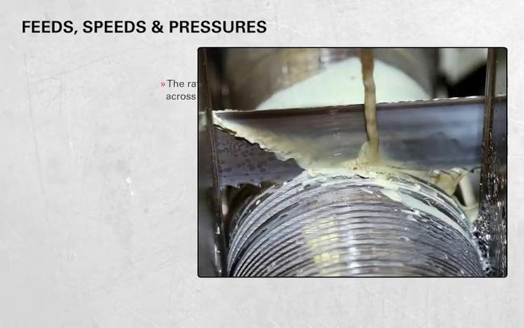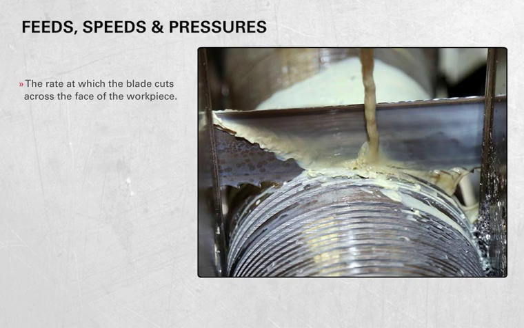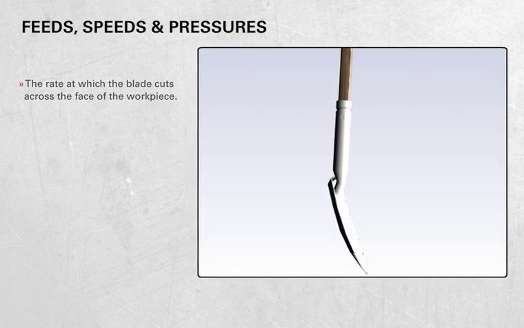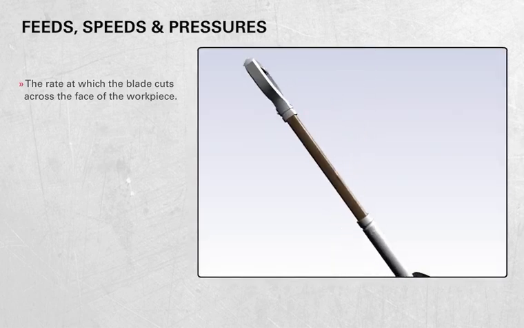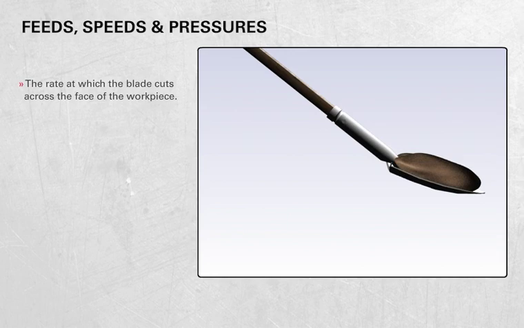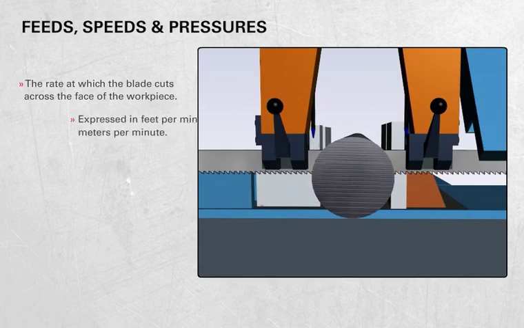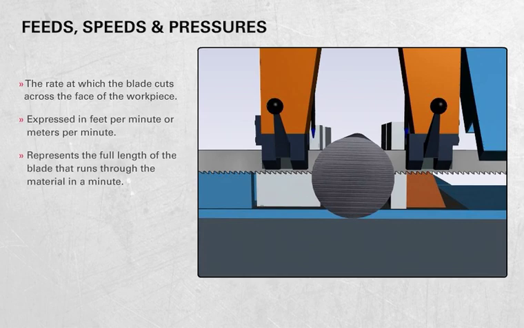Band speed refers to the rate at which the blade cuts across the face of the workpiece. With digging, this refers to the speed at which the shovel head moves. For our purposes, band speed is usually expressed in feet per minute or meters per minute because it represents the full length of the blade that runs through the material in a minute's time.